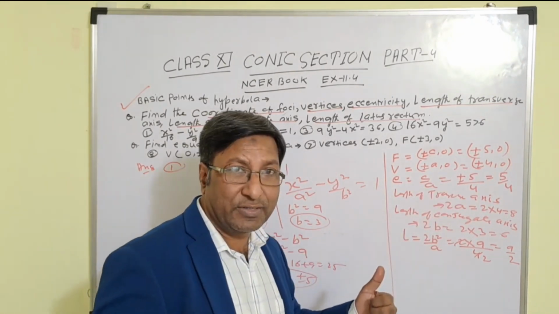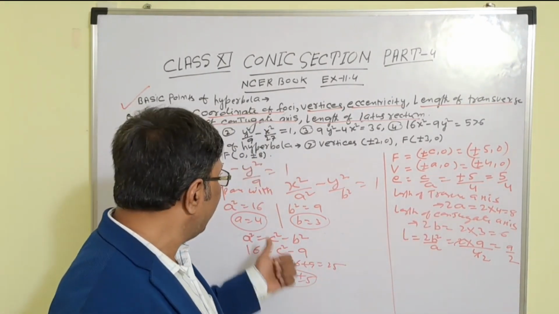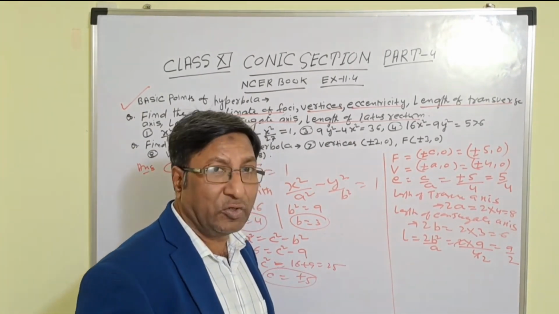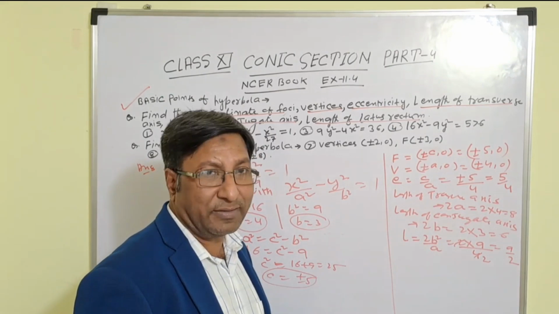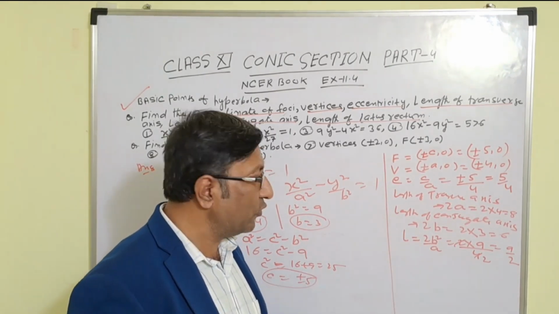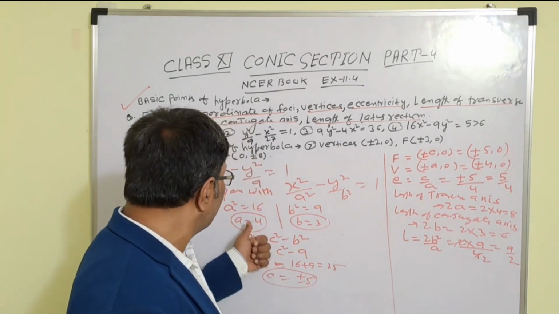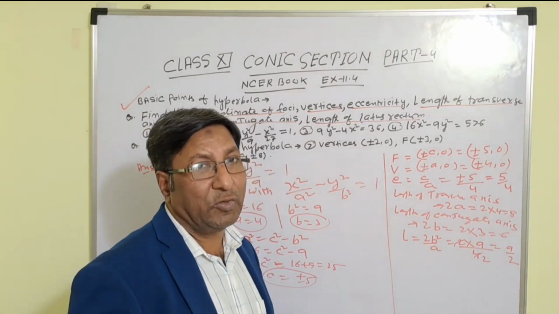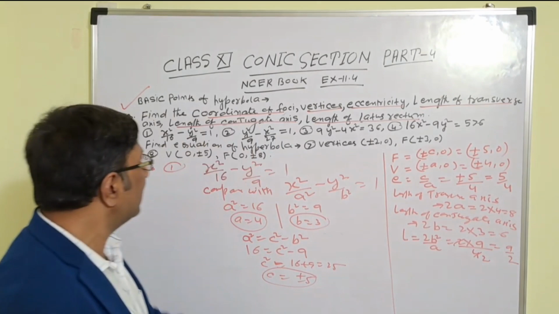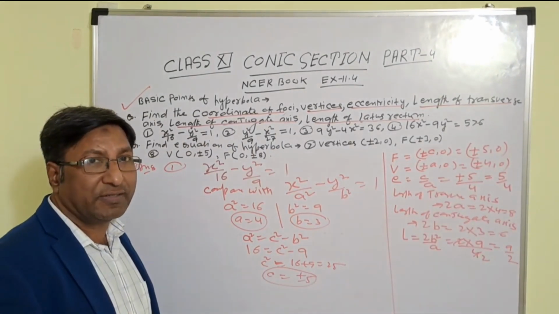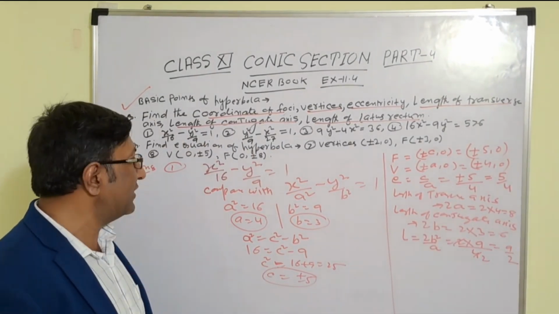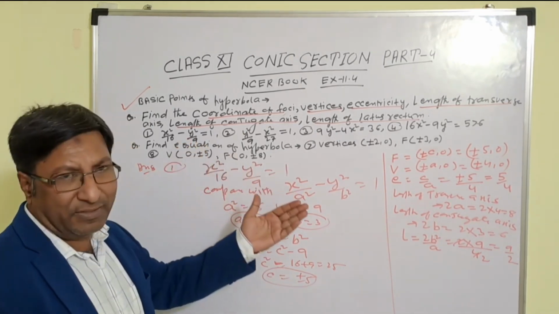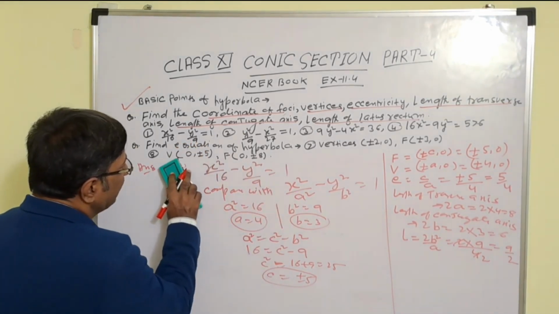Length of transverse axis you know 2a, a is 4, so 2 into 4, 8. Length of conjugate axis 2b, so 2 into 3, 6. Length of latus rectum 2b square by a, b square is 9, a is 4. So 2 into 9 by 4, 9 by 2 is the correct answer. So this is the first question of exercise 11.4 NCERT board. But you can solve every type of question with this rule. Now see the next question.